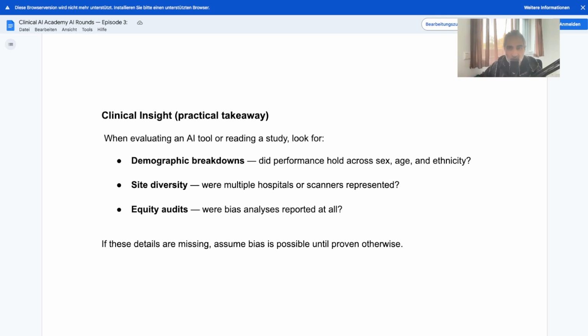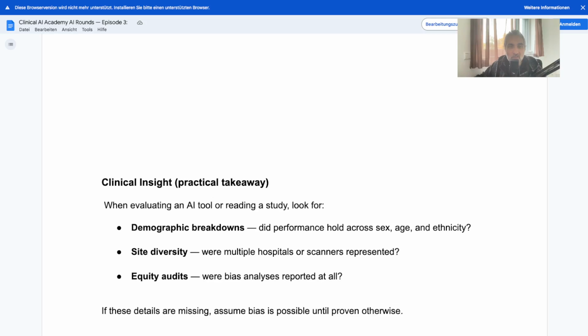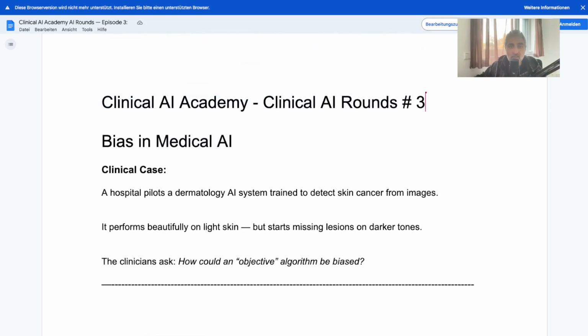So your responsibility, or our responsibility as clinicians, is to be aware of this gap and make sure that measures were taken to overcome it, and at least that it is stated and we are aware of it when using a specific AI tool on our patient population. So this is very important to keep in mind regarding bias in medical AI.